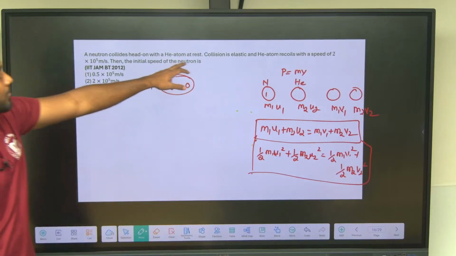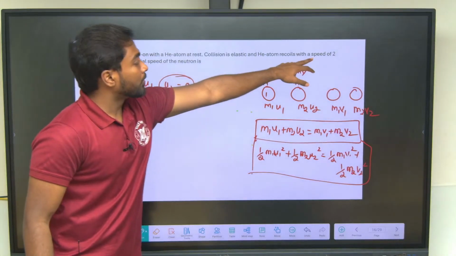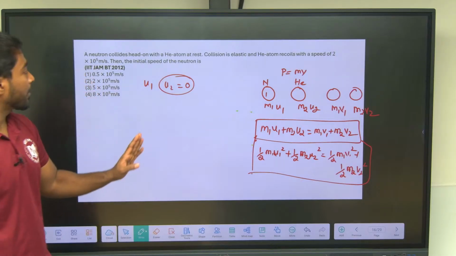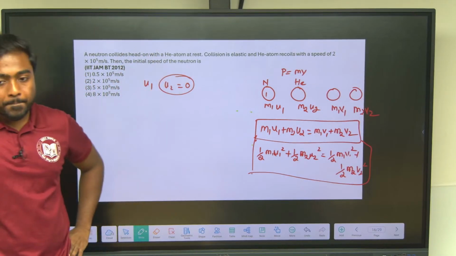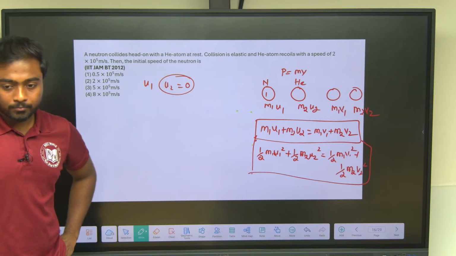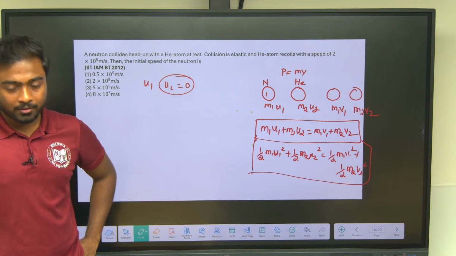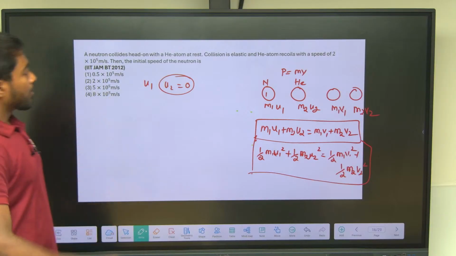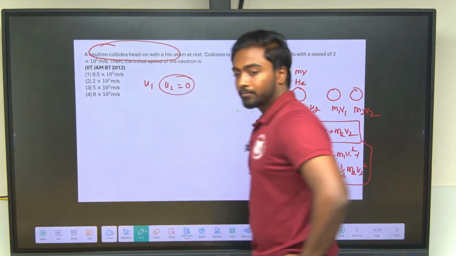So the collision is elastic, and the helium atom recoils, in the sense bounces back, with 2 into 10 power 5 meter per second. The initial speed of the neutron is? Then u2 will be 0 for the helium atom. After collision, if it is elastic, then. And what is the relation between the neutron and helium?